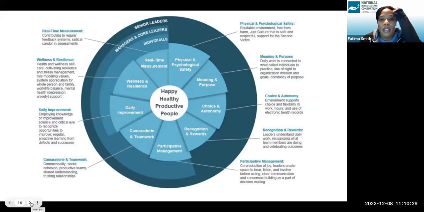Here are some more developments of the components. An important note on the development of the framework with Maslow's hierarchy of needs in mind, the IHI framework identified there are 5 fundamental human needs that must be met to improve joy in work, and they play a central role in the framework. They are physical and psychological safety, meaning and purpose, choice and autonomy, camaraderie and teamwork, and fairness and equity.